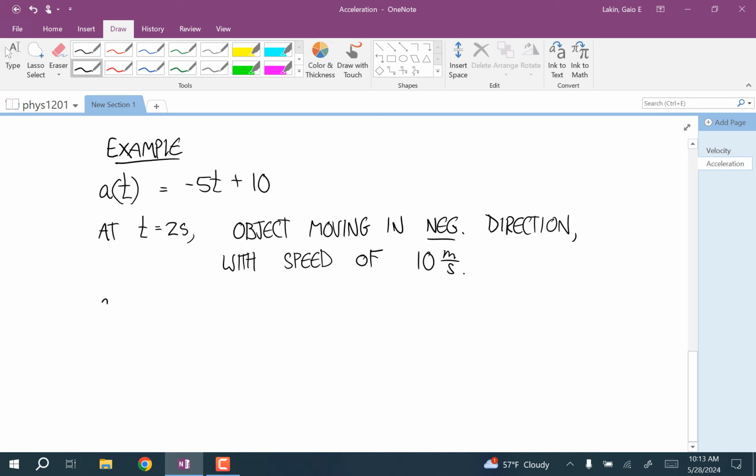So first, let's calculate the velocity as a function of time. And then second, let's figure out whether it's speeding up or slowing down at time 3 seconds.